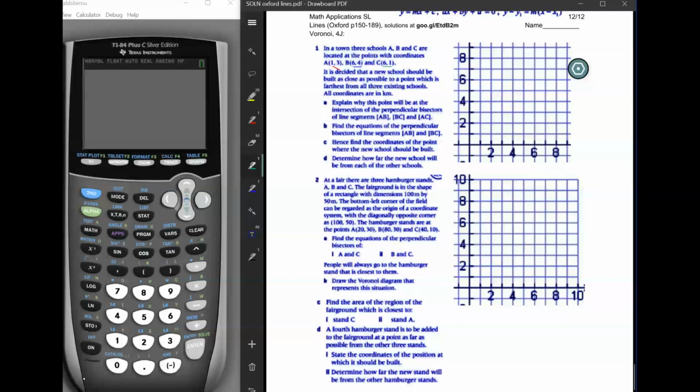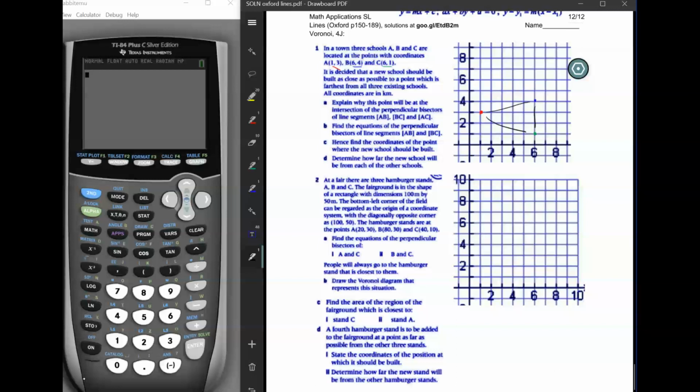Then it says find the equations of the perpendicular bisectors of the line segments AB and BC. So let's go ahead and draw the Voronoi diagram. We'll sketch it, and then we'll find the equations of the lines that form the boundaries. So (1, 3), (6, 4), and (6, 1). I'm going to draw the line segments AB, BC, and AC. AB, BC would be that one, and AC would be that one.